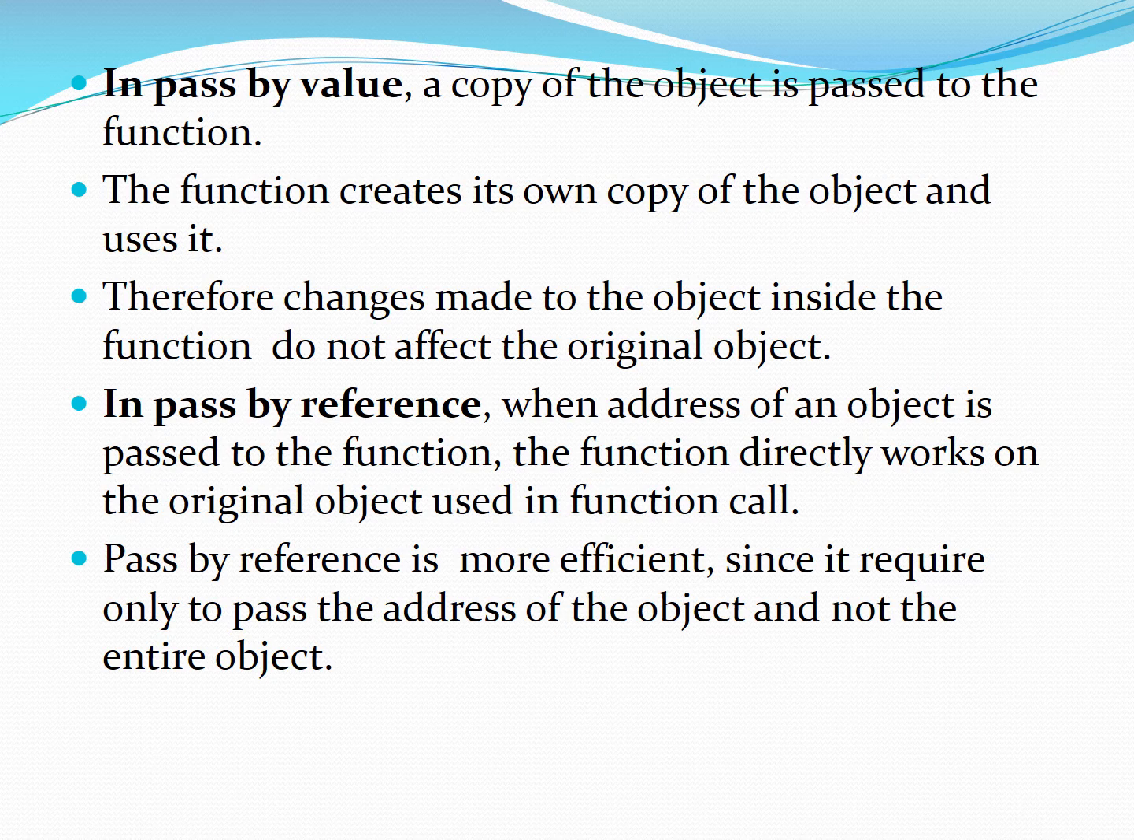The major difference between pass by reference and pass by value is that modification made to an argument passed by reference in the called function affects the calling function, whereas modification made to an argument passed by value in the called function cannot affect the calling function. Use pass by reference if you want to modify the argument value in the calling function.